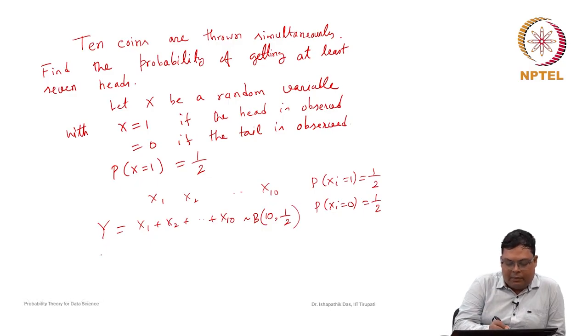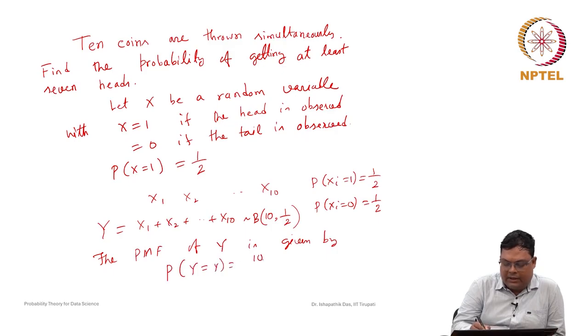So, what is the probability mass function? The probability mass function of y is given by the probability that y is equal to small y, which is nothing but 10 c y. You can remember the probability mass function of binomial distribution that we already discussed. Then p to the power y, that is 1 by 2 to the power y, and 1 minus p to the power of n minus y, 10 minus y. Both are half. This holds whenever y is 0, 1, 2, up to 10, and this is equal to 0 otherwise.